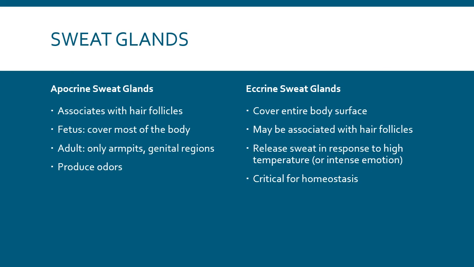The eccrine sweat glands do cover the entire surface of the body. They may or may not be associated with hair follicles. They release sweat in response to temperature changes or emotional changes, and they are critical for homeostasis, so they're critical for cooling, to help the body cool in hot weather. In this case, the fluid, the sweat, is secreted across the cell's plasma membrane. That's the eccrine sweat gland mechanism. So in this case, nothing bursts, nothing ruptures. The fluid is just secreted across the cell's plasma membrane.